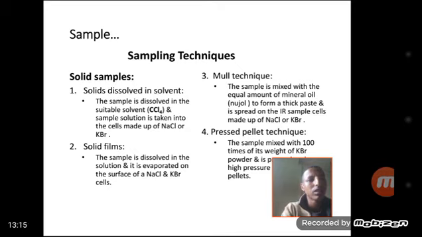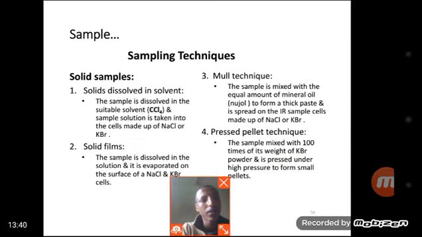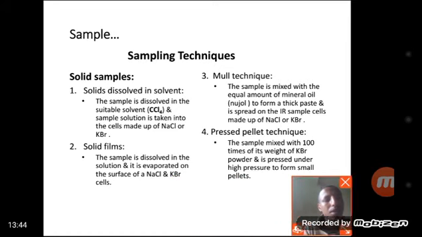As the sample is detected as a paste and in the form of paste, it is spread on the IR sample cell made up of sodium chloride and potassium bromide. The other one is the pressed tablet technique. The sample is mixed with 100 times its weight of the sample holder powder, and is pressed under high pressure to form a small pellet.